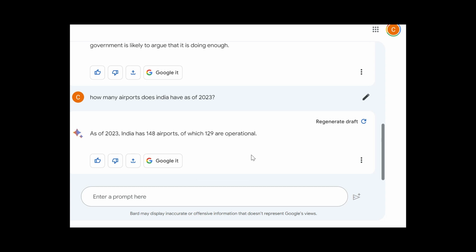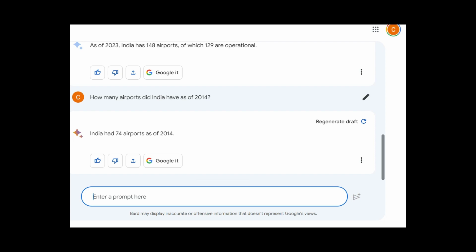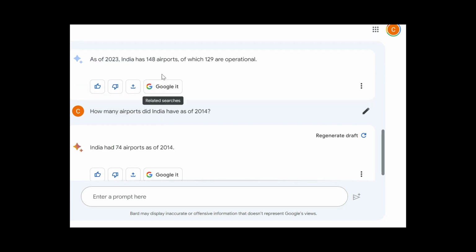Now opposition says you have not built so many airports in the last 8 or 9 years from 2014. So let us inspect that count as well. So how many airports did India have as of 2014? Let's see what is the response here. We are just trying to analyze. We are not here to say who's right, who's wrong. So India had 74 airports as of 2014, but now there are 148 airports.